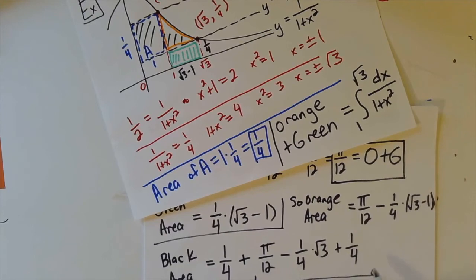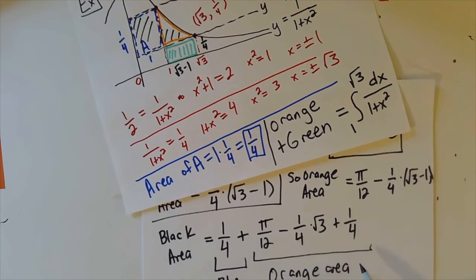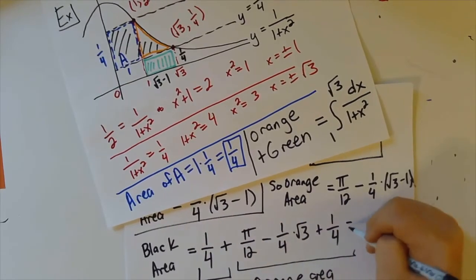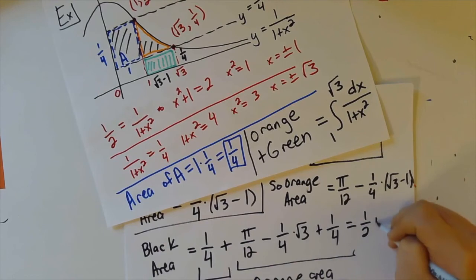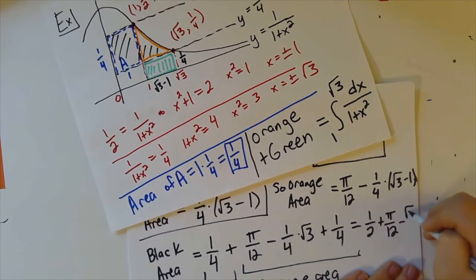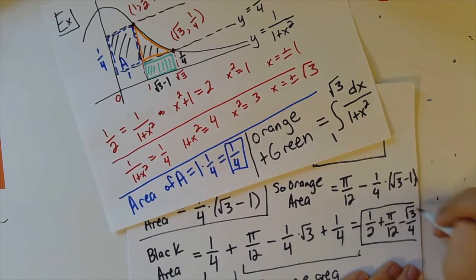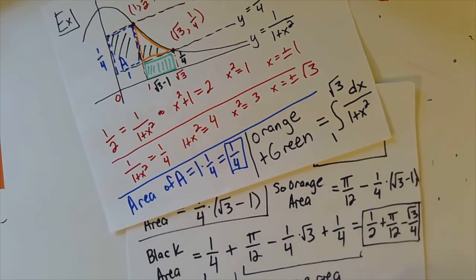Okay, and the only thing you can really simplify here is that that plus a fourth and that plus a fourth actually add together. So this ends up being 1/2 plus pi over 12 minus root 3 over 4. That is our final answer for what the area is of this wedge.